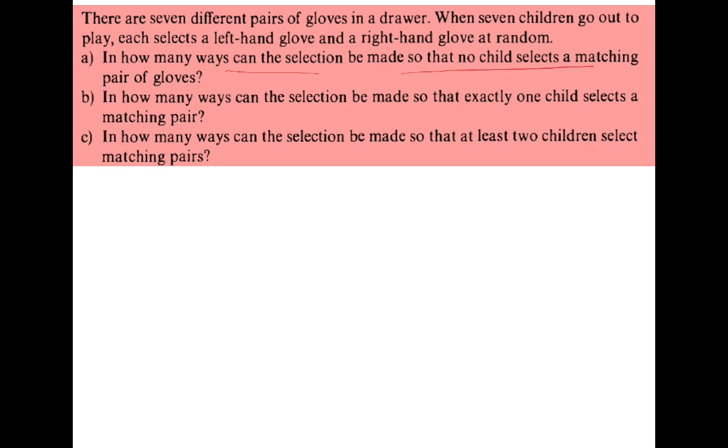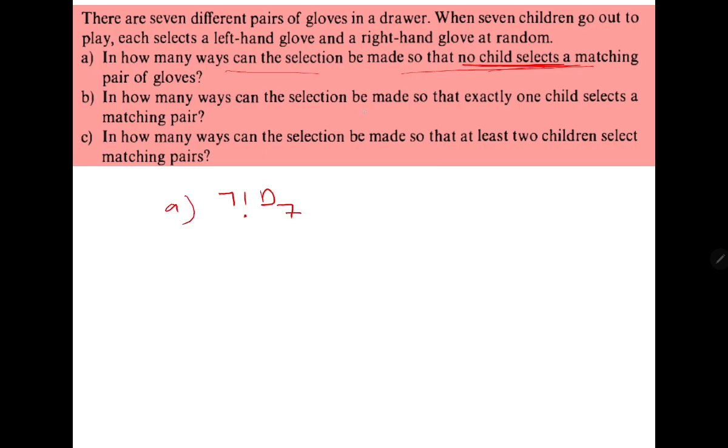So let's say all of them first pick the left glove, because then the right should be the matched. So left has no restriction. The first one has 7 choices, the second one has 6 because one has been picked. So for the left ones, 7 factorial choices are there. Now for the right, we do not want a matching to happen, so therefore it would be D7.